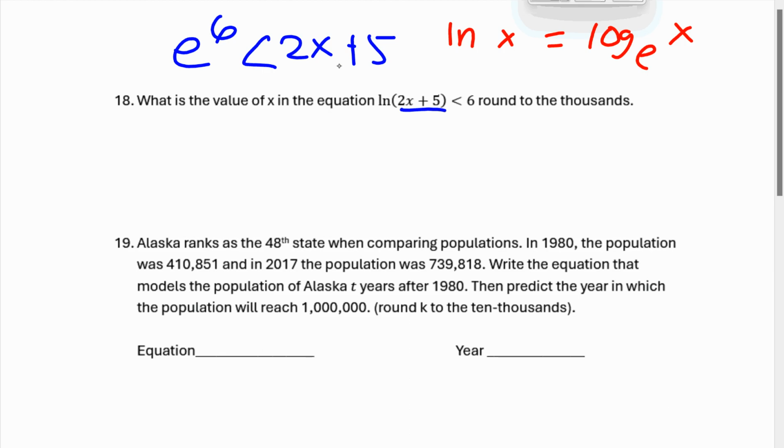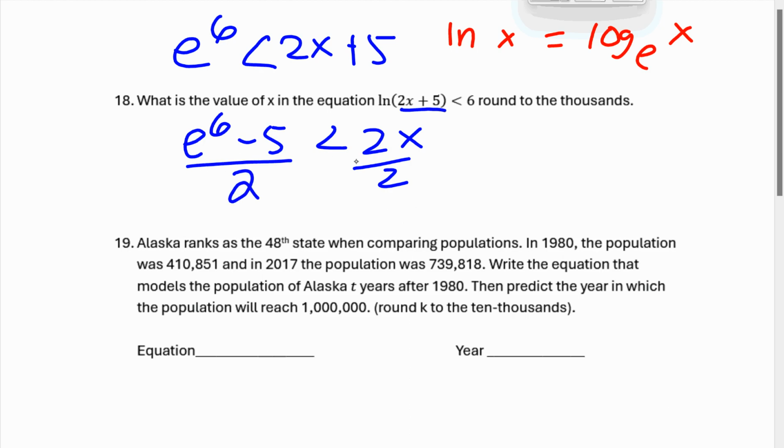Then I want to solve for x, so I subtract 5 on both sides, and then divide by 2. Remember, if you divide by a negative, you have to flip the inequality symbol. So I just type that in my calculator. x is greater than, right, the alligator's eating the x. So I take e to the 6th, subtract 5 from it, and then divide by 2, and I get approximately 199.214 if I round to the thousandths place.